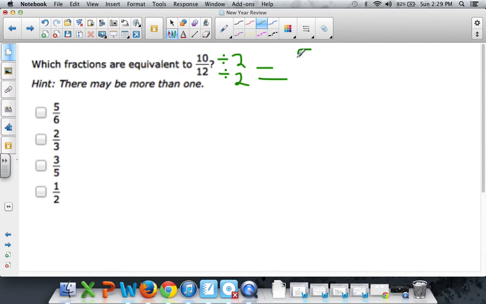10 divided by 2 is 5. 12 divided by 2 is 6. They're equal, but they don't look the same, do they? They're different fractions, but they're equivalent. 10 twelfths equals 5 sixths, so we can shade in that guy. We can't reduce anymore. So none of these are really going to equal 10 twelfths. So we're done.